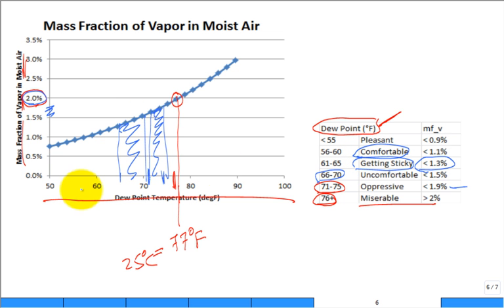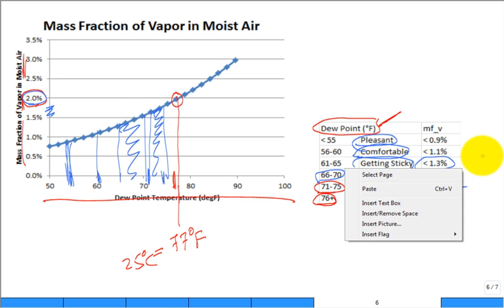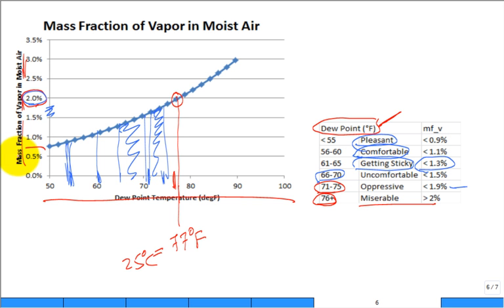Comfortable, now it's 56 to 60. Or if it's less than 55, it's pleasant. Last few days, actually last couple weeks, it's been quite pleasant, hasn't it? Moderate temperatures, low humidities. It will be reflected in the dew point temperature being pretty low and comfortable. And then as it goes up, you can see. But seriously, what is the range here from pleasant to miserable? Only from 0.5 to 2%. It's not that much of a range of water vapor. Water vapor affects your sense of comfort strongly.